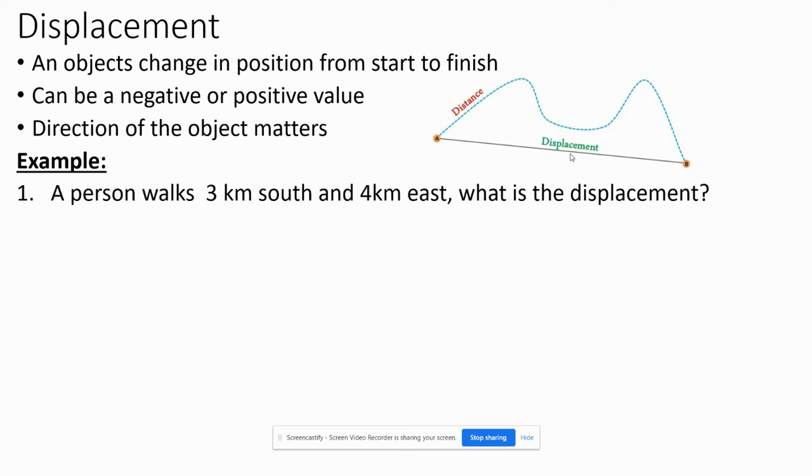Okay, so the example. A person walks 3 kilometers south and 4 kilometers east. So now we're talking direction. What is the displacement? Okay, so I'm going to write that down. So this is example 1. A person walks 3 kilometers south and 4 kilometers east. What is the displacement?